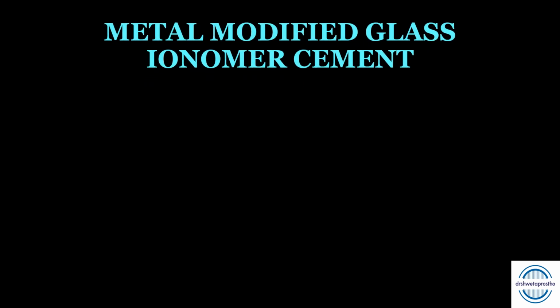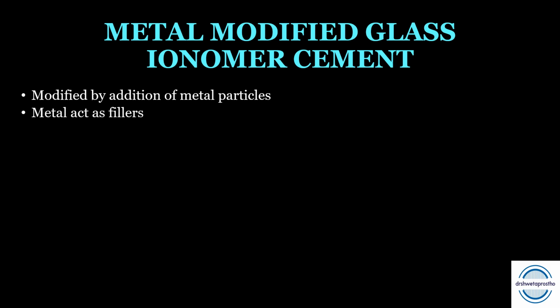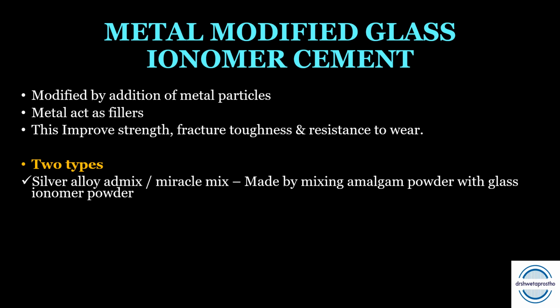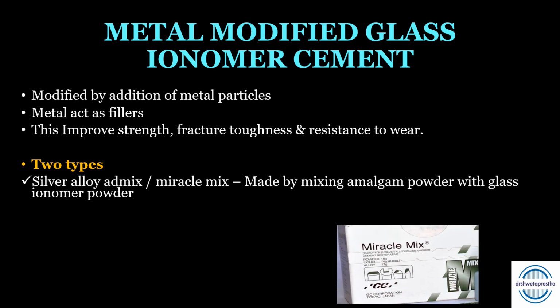Next are the metal modified glass ionomer cements. Right from the name itself, the glass ionomer cement is modified by metal particles. They act as filler particles to improve the strength, fracture toughness and resistance to wear. Now this can be modified in two ways. First is the silver alloy admix, which is popularly called the miracle mix. This is made by mixing the spherical silver amalgam alloy powder with the glass ionomer powder.